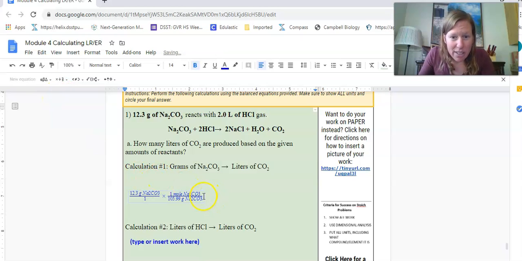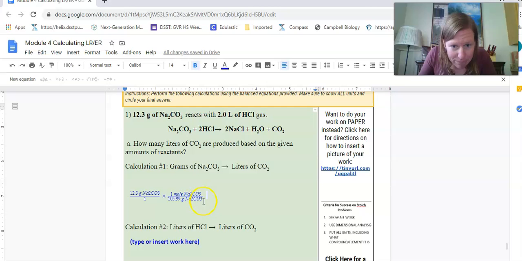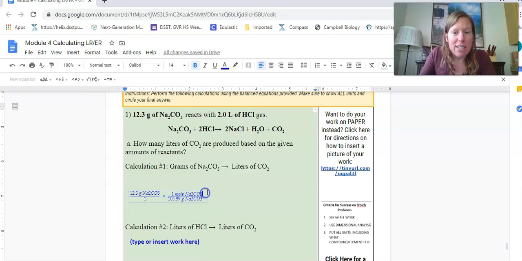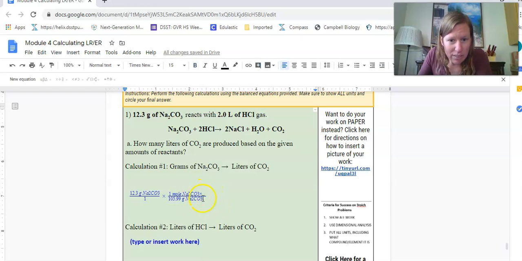I can go to the next one and hit times again. So I click at the end. It's a little finicky, but it does work. And then I want to continue on with my equation.